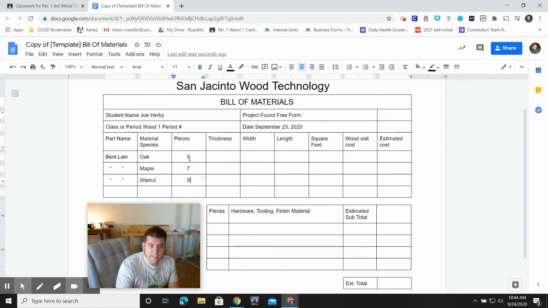I believe in class I did it the opposite way. So I'm going to go ahead and delete those. So in the oak stack, there'll be 9. In the maple stack, there'll be 7. In the walnut stack, there'll be 5. If we had another wood, we could do 3.